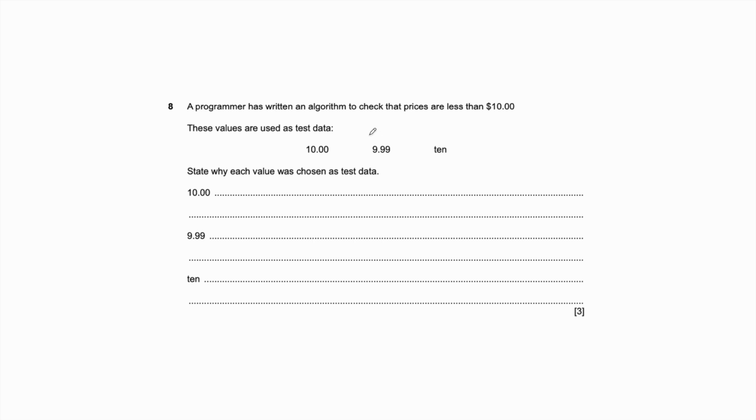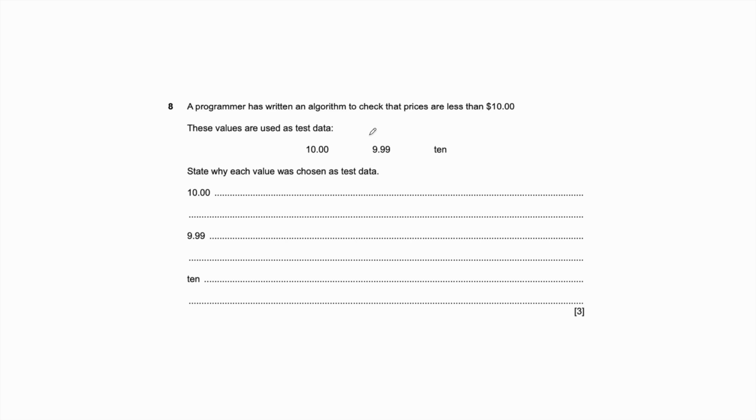Next question. So question 8. The programmer has written an algorithm to check the prices are less than $10. These values are used as test data. State why each value was chosen as test data. So this is actually sort of a vocabulary test. You should watch out for any repeated terms. Okay, I'm not necessarily saying they are wrong with a question like this, but just watch out for them, because sometimes you won't get marks for saying the same thing twice.